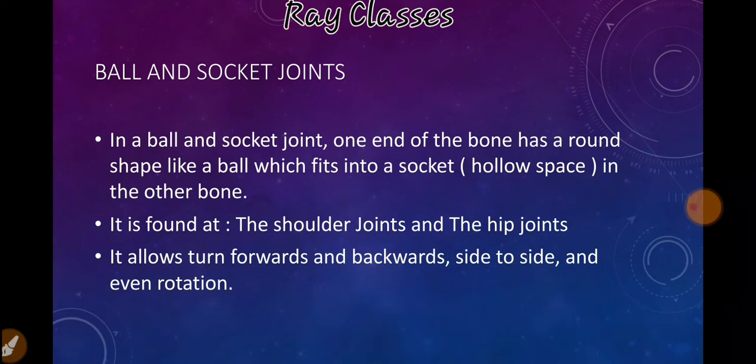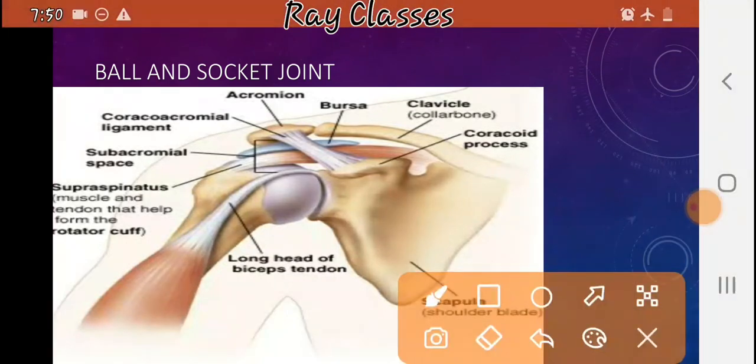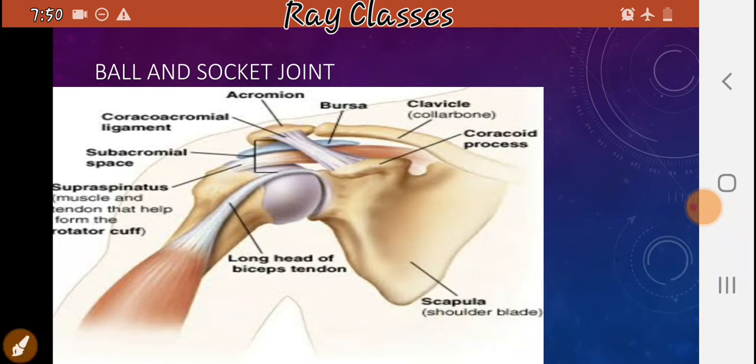Next is the ball and socket joint. In a ball and socket joint, one end of a bone has a round shape like a ball, which fits into the socket, a hollow space in the other bone. It is found at the shoulder joints and hip joints. It allows us to turn forward and backward, side to side, and we can even rotate at ball and socket joints. We can see here that one bone has a ball and the other bone has a socket. It is fixed in this, so we can move it easily.